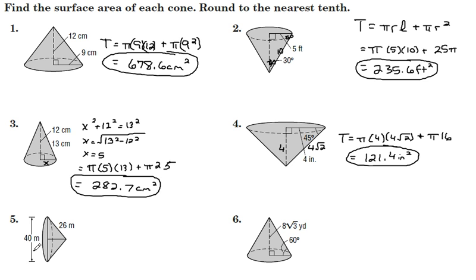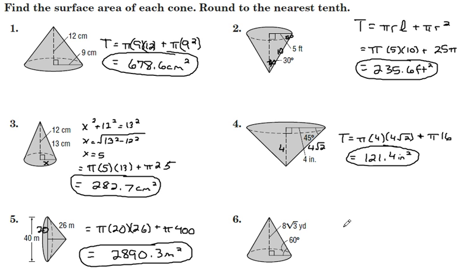Alright, number 5, diameter 40, that means our radius is 20. We have a slant height of 26. Let's put everything in. Pi times radius times slant height. Add to that pi times the radius squared. 20 squared is 400. Putting all this in the calculator, 2,890.3 square meters.